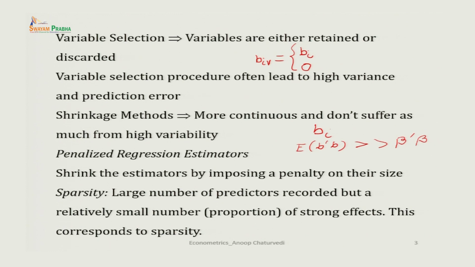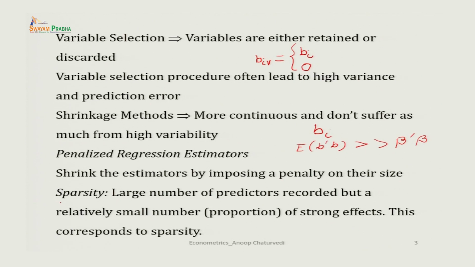Then we have two parts. One is the residual sum of squares and the other is the penalty given to the size of the estimator. So, we give a penalty to the size of the estimator.